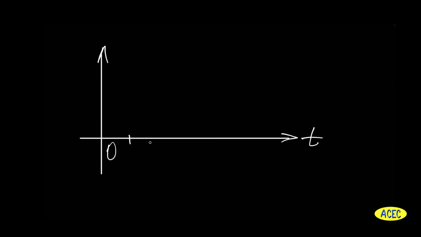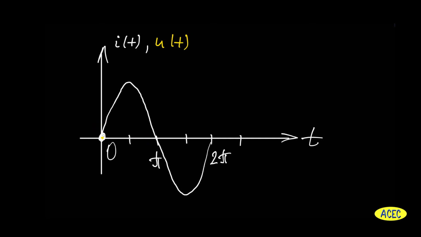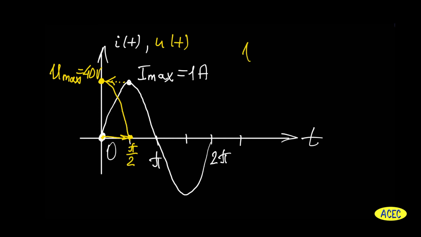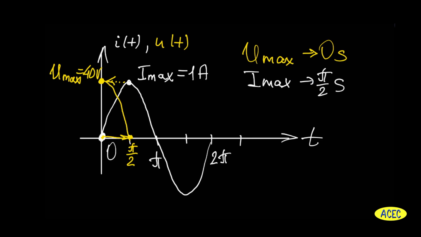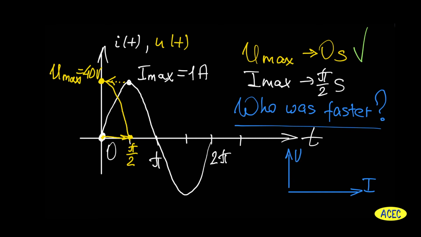Another example according to the scheme with an inductor. Maximum value of current is 1 A and maximum value of voltage is 40 volts. Voltage gets its maximum value at 0 seconds, but current gets its maximum value at π divided by 2 seconds. You can very easily convert π divided by 2 radians into seconds. The main idea to understand is that voltage goes faster than current and gets its maximum value first. On the vector diagram, we will have the following situation. Okay, now I hope you understood it very well.